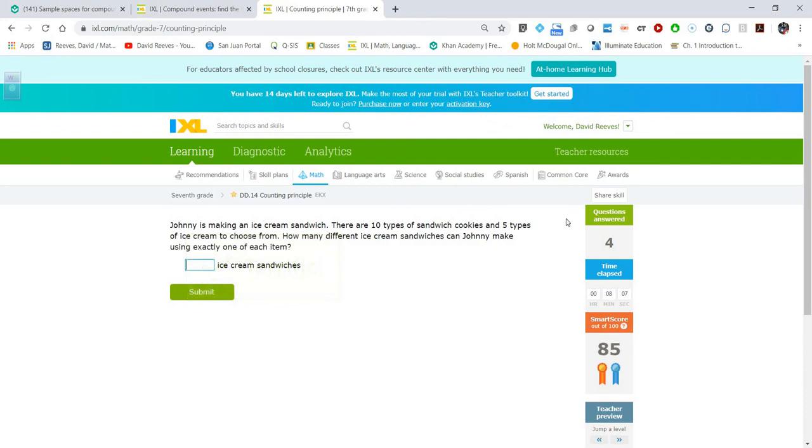Can that really be correct? And it is. All right, so I hope you see how finding the total number of outcomes and applying the counting principle really is not that difficult at all. You just take all of the number of options or all of the number of possible outcomes, and you don't add, you don't subtract, you don't divide, you multiply.